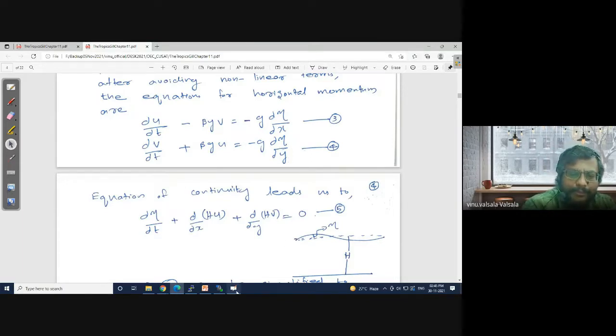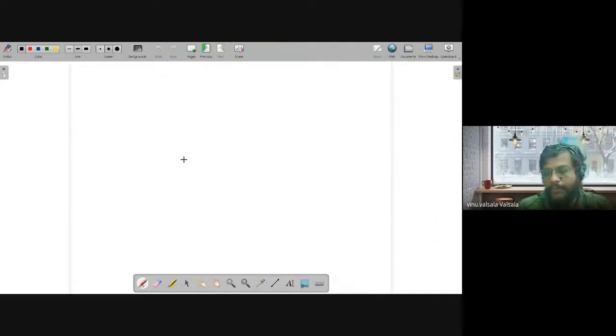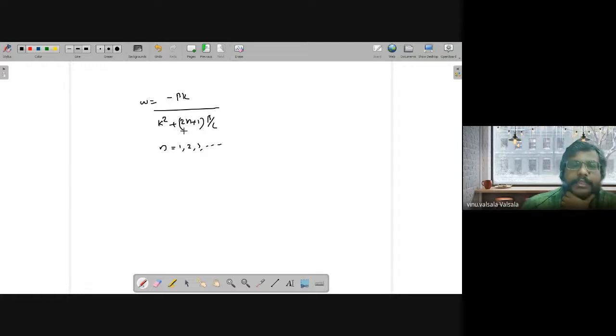Now let us go back and learn what these eigenmodes we are discussing today are actually about. So why does the discreteness of the system come? Let us take, for example, the dispersion relation, omega equal to minus beta k by k square plus 2n plus 1 into beta by c, for all values of n equal to 1, 2, 3, etc. So why is this discreteness of the system coming?